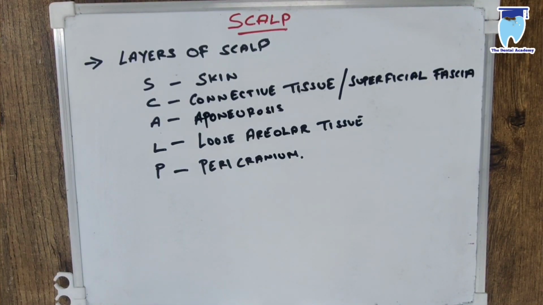Next we'll be talking about the layers of the scalp. Our scalp has 5 layers, which you can very easily remember with the mnemonic SCALP. The name itself hides its layers. S is for skin, C is for connective tissue or superficial fascia, A is for aponeurosis, L is for loose areolar tissue, and the fifth layer of the scalp is the pericranium.